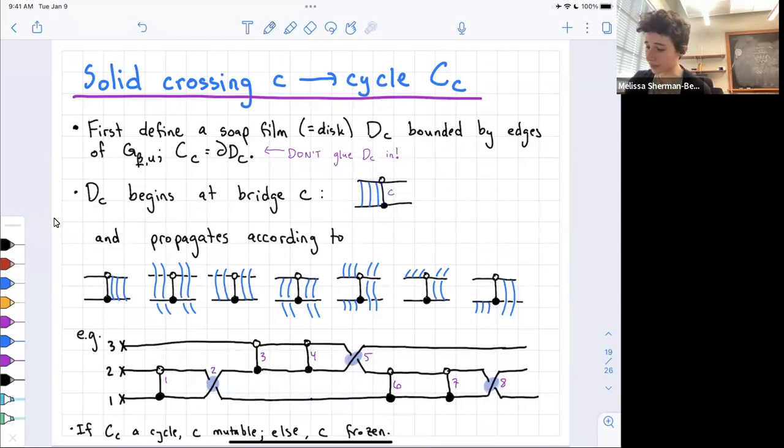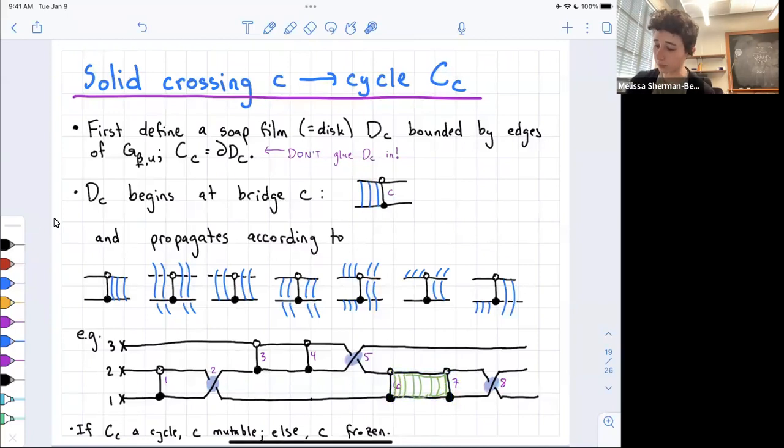So let's start with the disk, the soap film and the cycle for 7. This disk is supposed to start at the bridge, and then it clings to these edges. It goes along, clinging to the edges, and then it hits this bridge 6. At 6, I see this local situation, so my disk just stops. That means the cycle corresponding to 7 is this one, and I orient it this way.